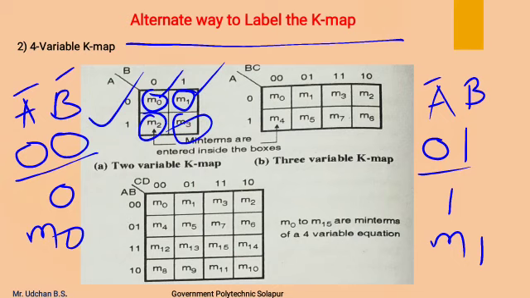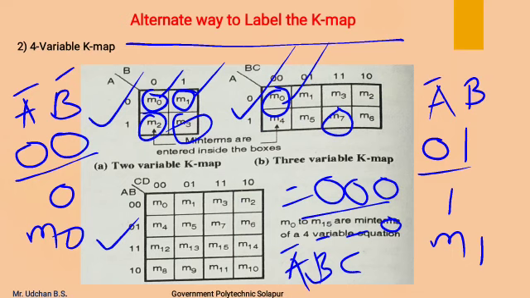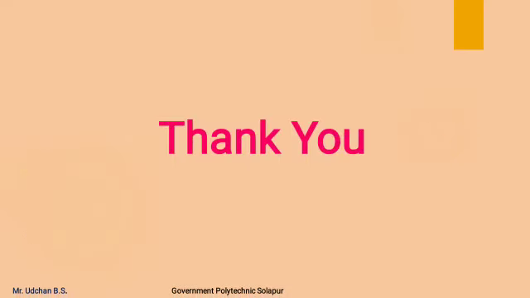Again, the 3 variable K-map can be written in the form of min terms in this way, as here we are getting A bar, B bar, C bar, which has 0, 0, 0 binary values. So its equivalent decimal is 0, and we get M0 for this. In the same manner, we can write up to M7. For the 4 variable K-map also we can write in the form of min terms like this. Thank you.